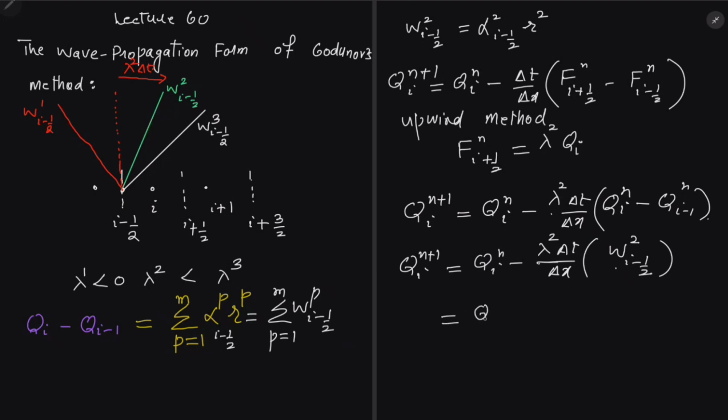So we have Q_i^n minus, plus, and this is lambda minus lambda 2 delta t by delta x W_2 at i minus 1/2. That's how you can modify the numerical method for your wave number 2. Okay, so this was only one example where we had wave number 2.